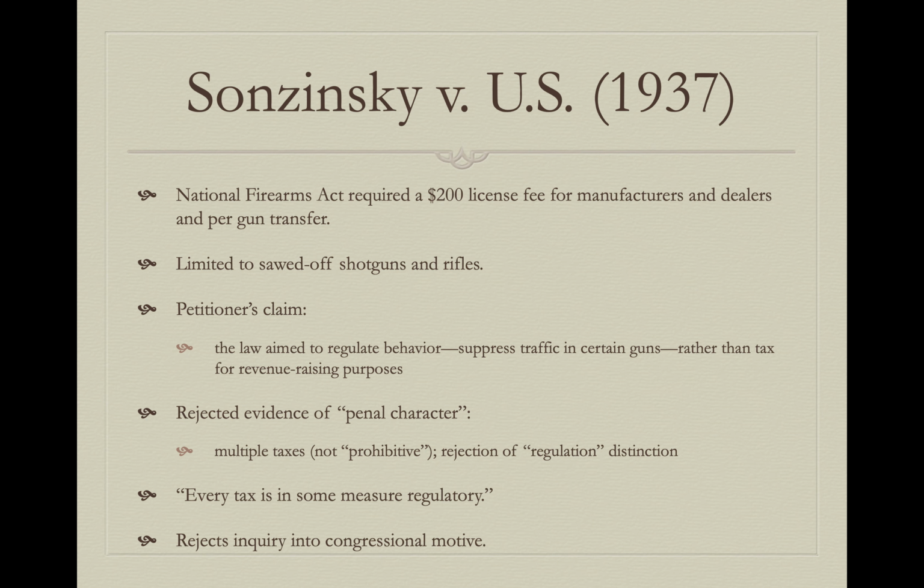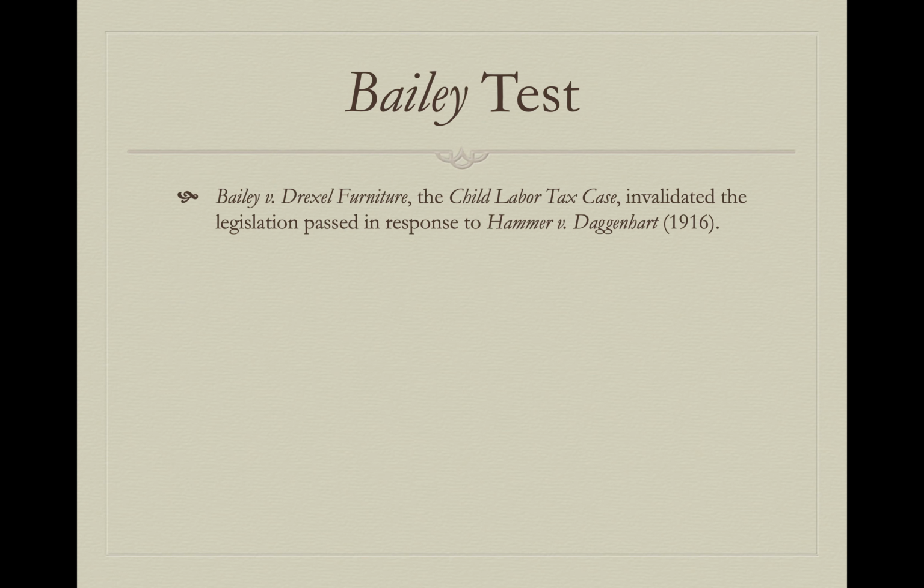So if the court rejects that distinction between a statute that is a tax and a statute that is an attempt at regulation, what about this other distinction that I mentioned early on, this distinction between a tax and a penalty, which the court resurrects in 2012? So how does this distinction come about? It comes about in this case called Bailey versus Drexel Furniture, also known as the child labor tax case. This case is from 1922, I believe, and so it's definitely a pre-1937 case.